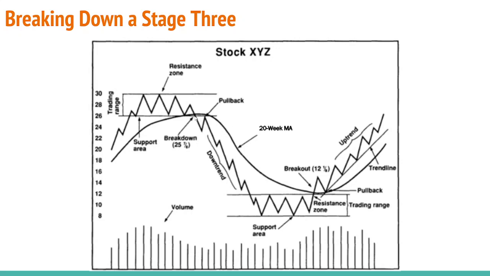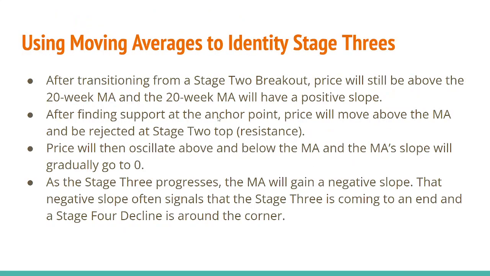So as you can see, finally we get that breakdown, and that's when we go back into our Stage 4 decline, and this is due to the fact that the level has weakened. The bullish participants are no longer able to afford to hold that $26 level.